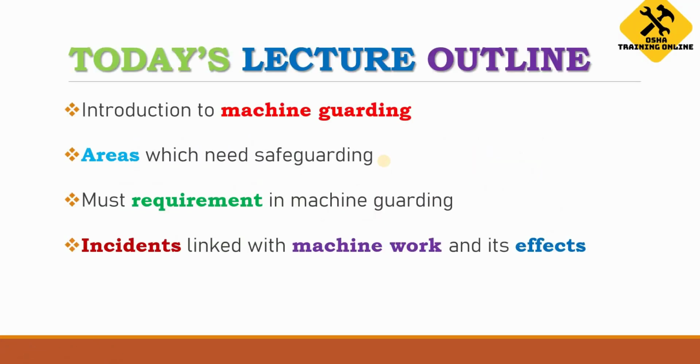Our lecture outline today is the following. First we will discuss what machine guarding is, then the areas which need safeguarding or guarding procedure, then the must requirements or prerequisites which you have to fulfill in machine guarding, and lastly we will discuss some incidents linked with machine work and the eventual results from those incidents.